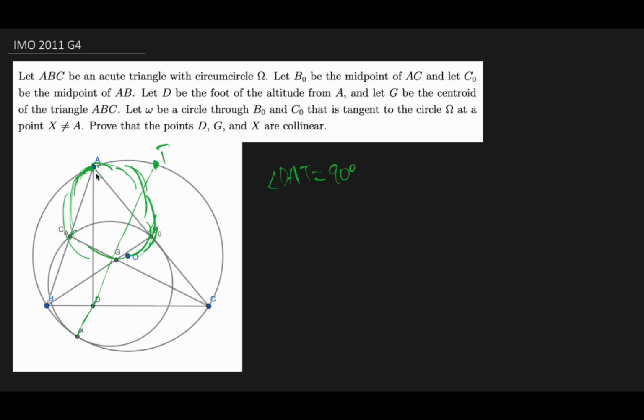If we draw this circle, we know that this circle is tangent to the circumcircle at A because we can perform a homothety at A with scale factor 2, and that will map C0 to B, B0 to C, and this circle to this circle, so these two are indeed tangent at A. And what we can do is use the radical lemma on these three circles, which is that their pairwise radical axes are concurrent. So the tangent at A, B0C0, and the tangent at X, these three lines are concurrent.